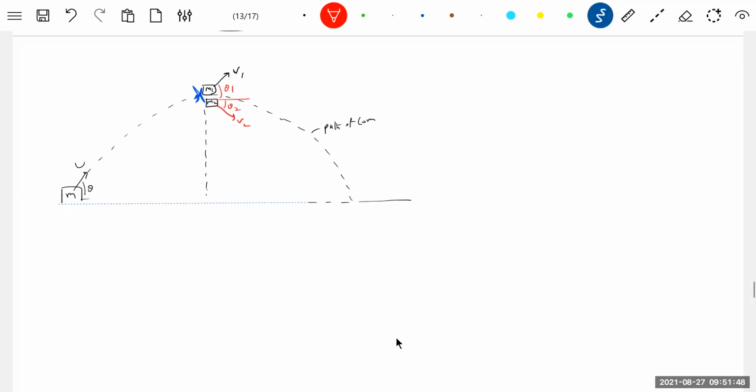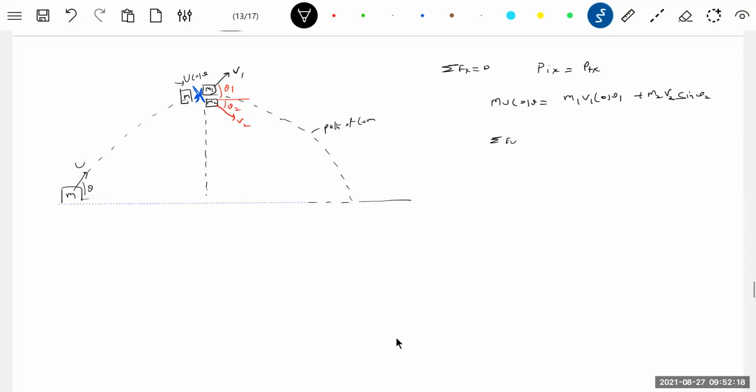At the highest point, what is the velocity? u cos theta. Just before explosion, it will have horizontal velocity how much? u cos theta. Then what are the equations you are going to write? Net external force on the system along x-axis is 0. So momentum is conserved. So initial momentum m u cos theta equals m1 v1 cos theta 1 plus m2 v2 cos theta 2.